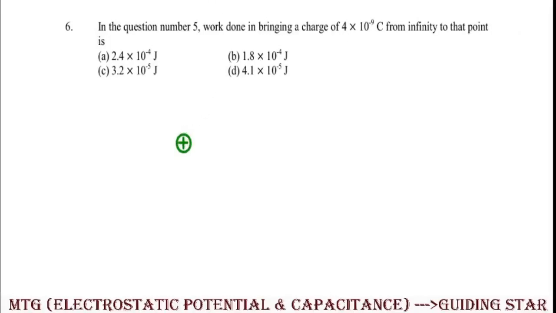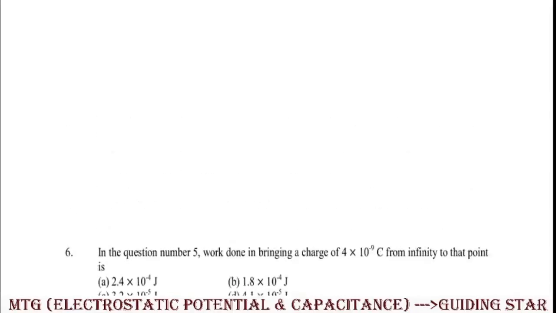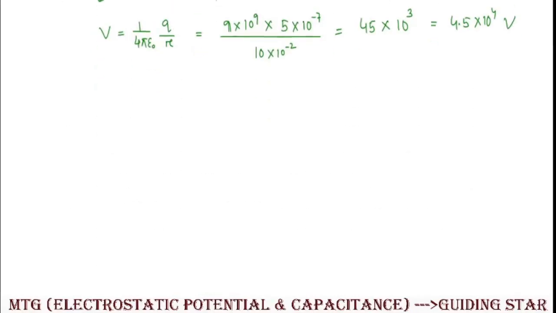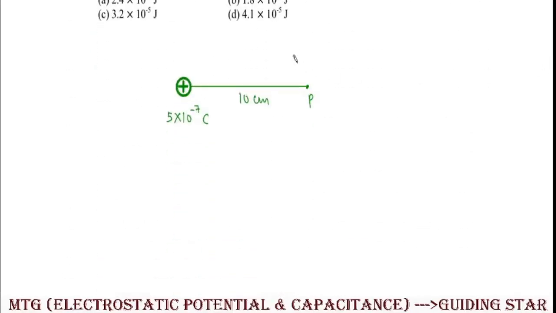What is the magnitude of the charge? It is 5 into 10 to the power minus 7 coulomb, and at a distance of 10 centimeter from it, there is a point where we just calculated the potential to be 4.5 into 10 to the power 4 volt.